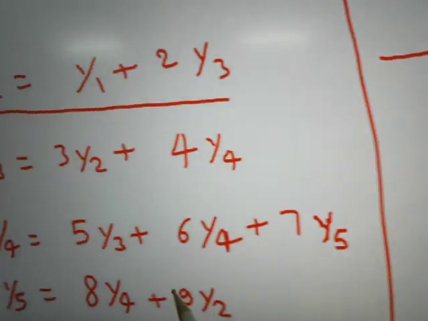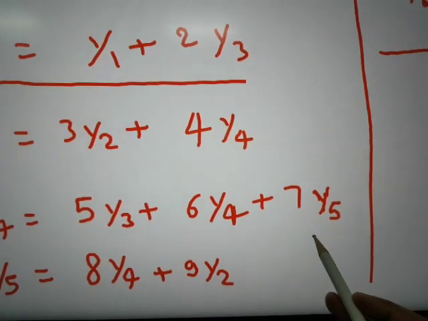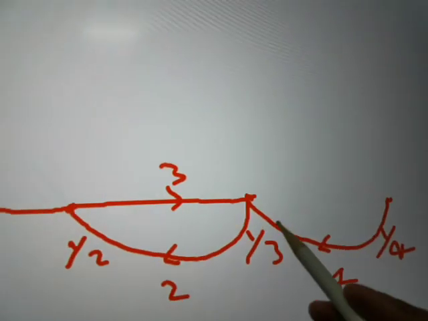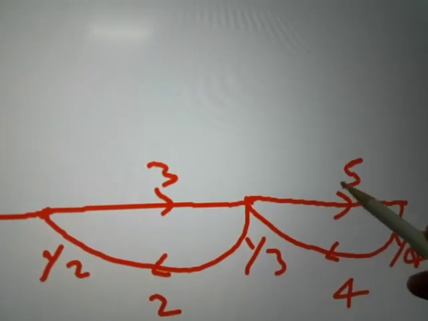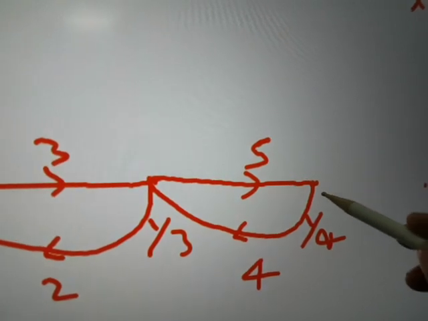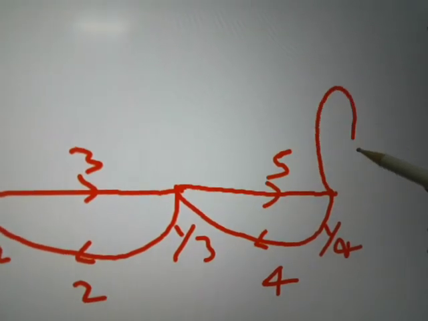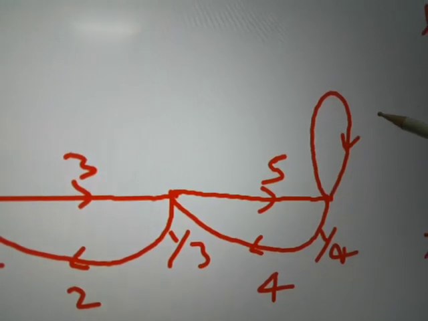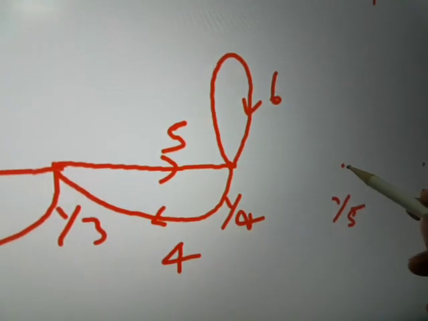Next is 5y3 plus 6y4 plus 7y5. So y4 equals 5y3, then 6y4, which is a self-loop at the node of y4, plus 7y5.